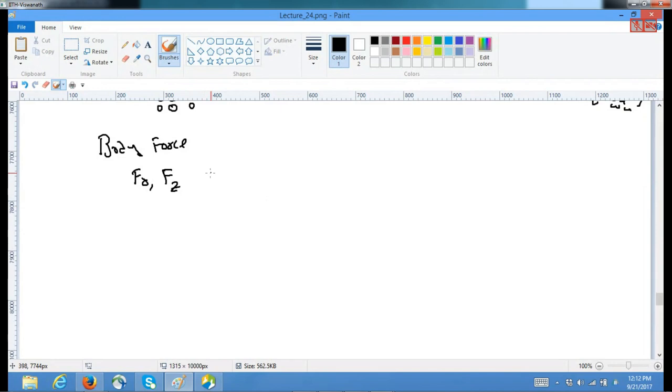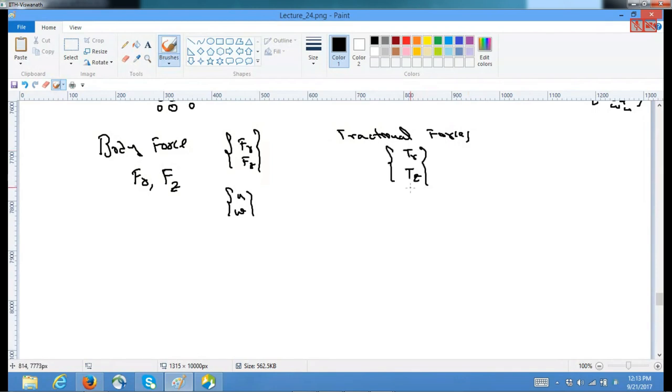So let me just write this as Fr and Fz, just like I have written U and W. So we have only Fr and Fz, and our tractional forces are again, let's say, Tr and Tz.